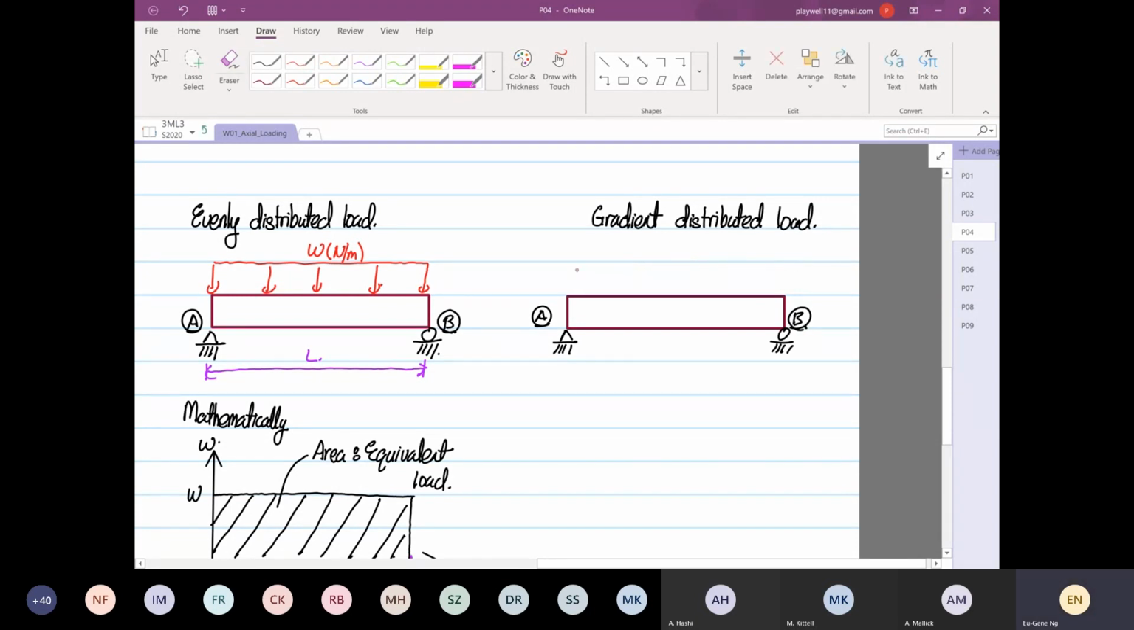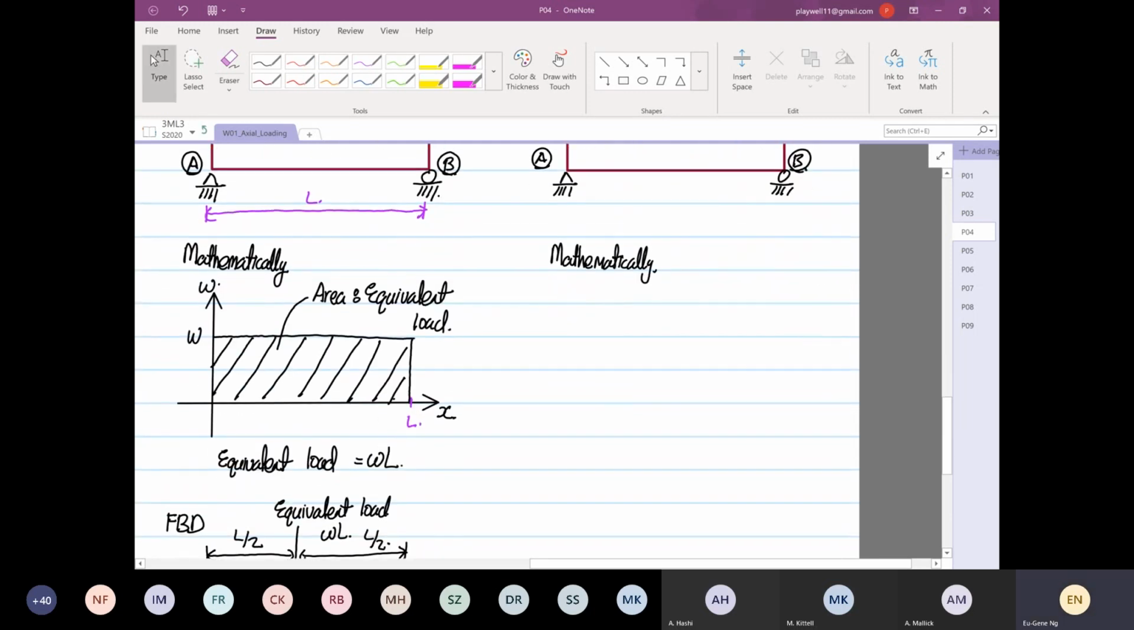So this is our gradient distributed load. What is quoted when the magnitude is given is this magnitude over here, which is omega. Again, they quote it as Newton per meter. So mathematically, we again have our axis. Okay, so this is our axis.